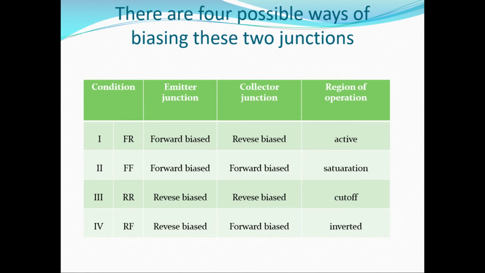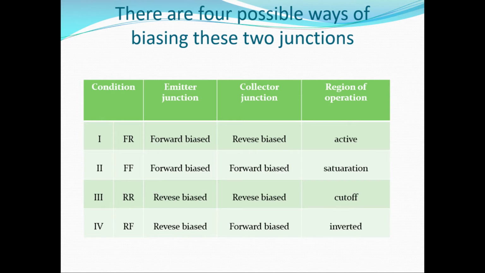Emitter junction is forward biased and collector base junction is reverse biased. That region of operation is known as active region of operation. If both emitter junction and collector junction are forward biased, that condition is known as saturation. If both emitter junction and collector junction are reverse biased, that condition is known as cutoff.